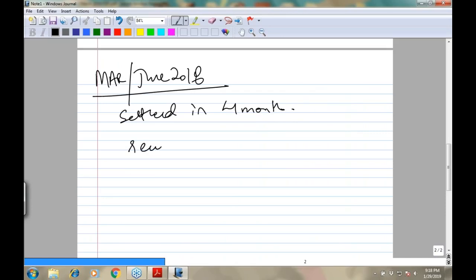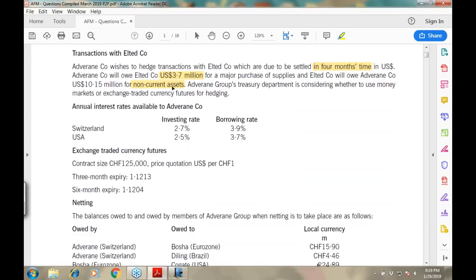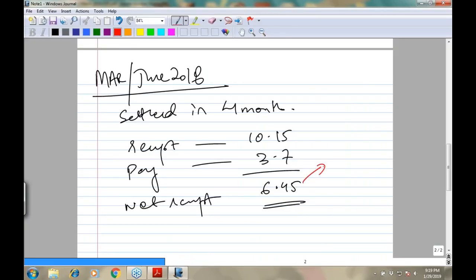So we are expected to have a receipt of 10.15 million and we are expected to make a payment of 3.7 million. Resultingly, we are expected to have a net receipt of 6.45 million in this specific scenario. All transactions are expected to take place in 4 months' time. It says the group's treasury department is considering whether to use money markets or exchange traded currency futures for hedging. So they are confused about how to hedge this: using the money market or the currency future.